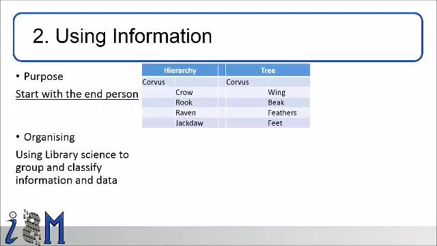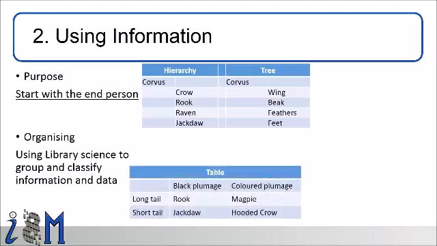So the first two are hierarchies and trees, which at the moment contain an entry about crows, or the crow family, Corvus. You can see that on the hierarchy side, crows, rooks, ravens and jackdaws are all types of Corvus. They have inheritance. Whereas with a tree, the wing, beak, feathers and feet aren't types of crow. They're just component parts.